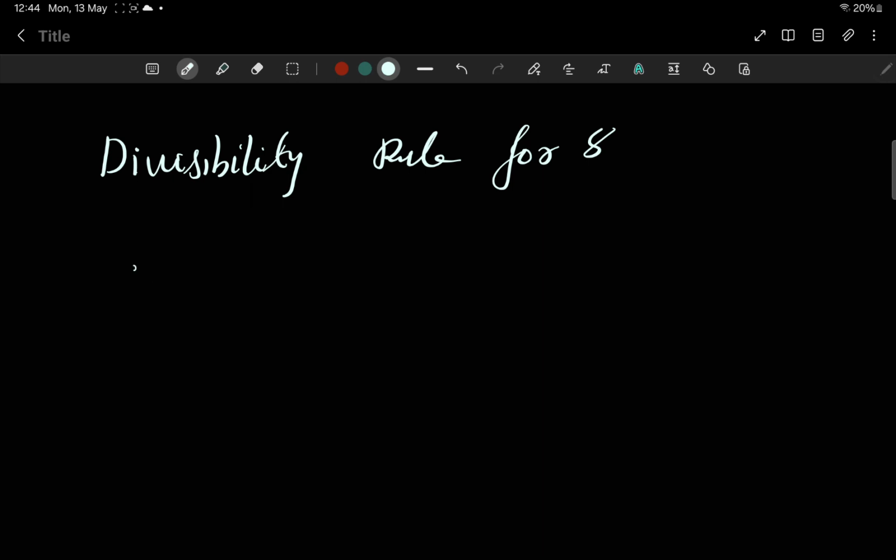That is 992. So for this, we need to check the last 3 digits. Actually, for a 3-digit number, there is no shortcut for finding the divisibility rule. You need to check it by dividing this 992 by 8.